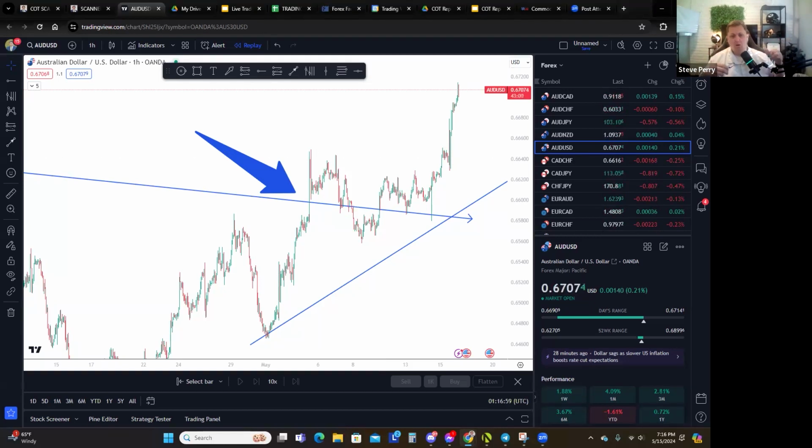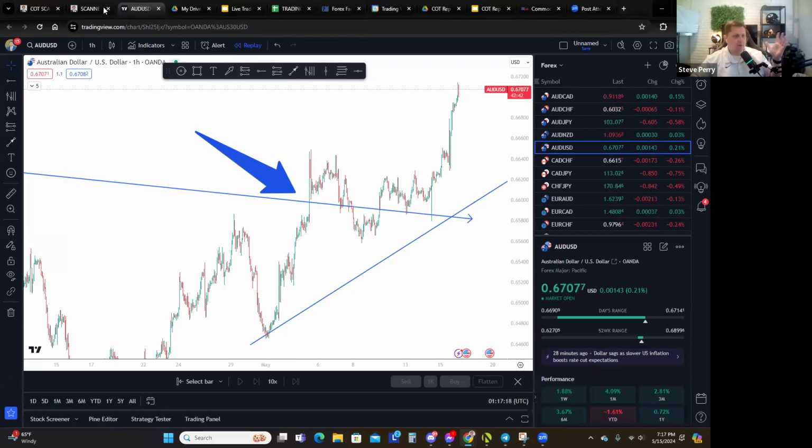So it's finding out, number one, what are the banks buying from the COT scanner. Okay, great. And then number two, finding out what currency pairs are showing bullish symptoms on the charts themselves. And to me, that's where everything marries each other and things just come together. Okay, let's look at another.